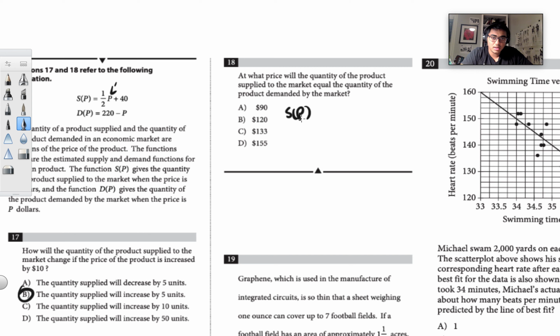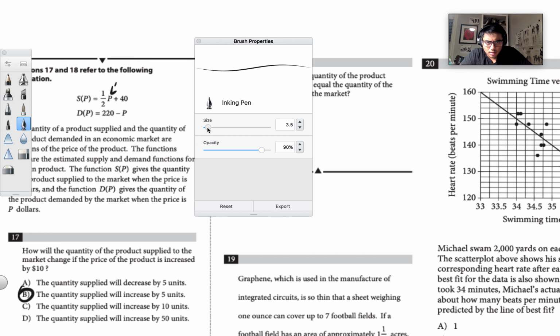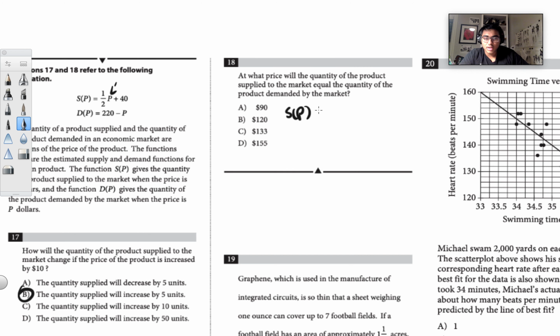Why is this pen so thick today? Oh, no, it's not thick. It's just the pictures are smaller. That's why.